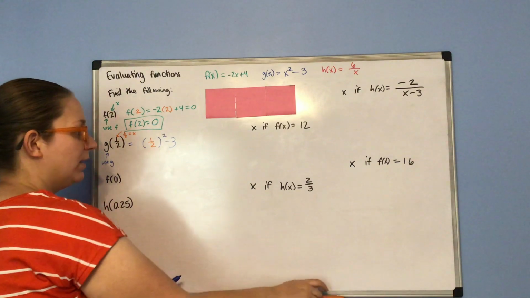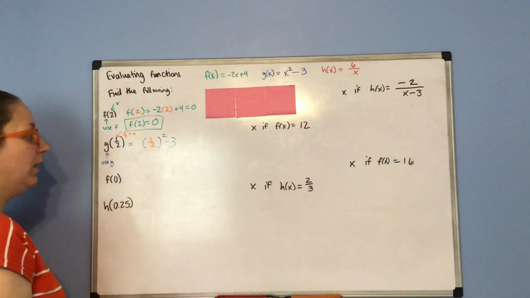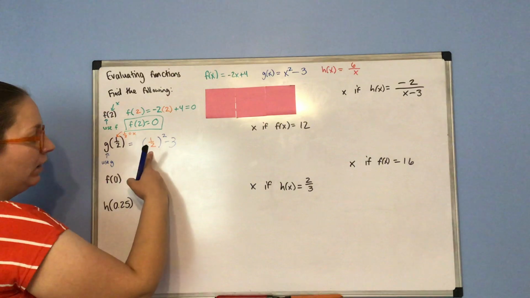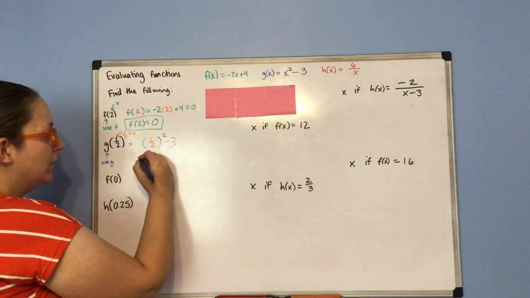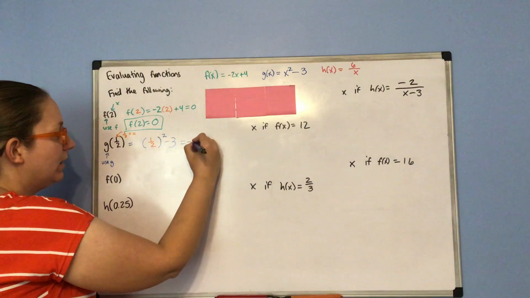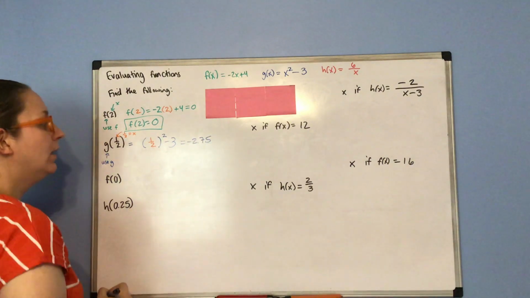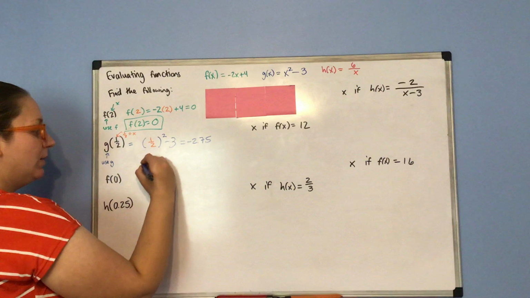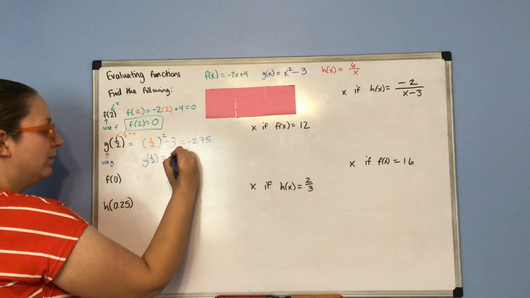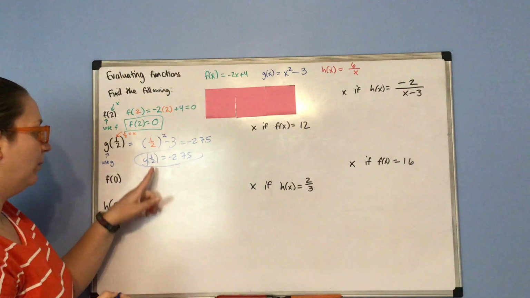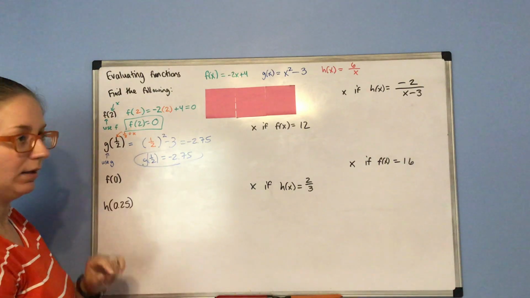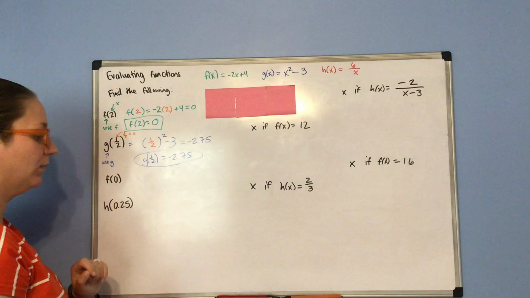You can simplify this in Desmos, by hand, whatever. 1/2 squared is 0.25 minus 3. So our final answer for that is going to be negative 2.75. So how we would say this is we would say g of 1/2 equals negative 2.75. When I plug in 1/2, I get negative 2.75 using my g function.